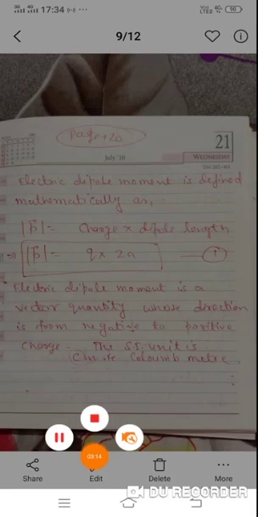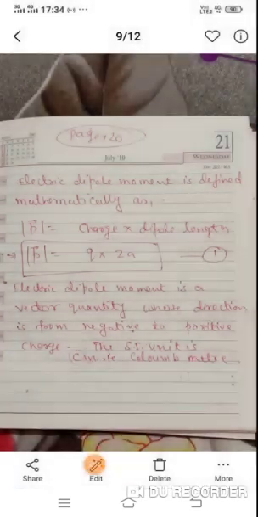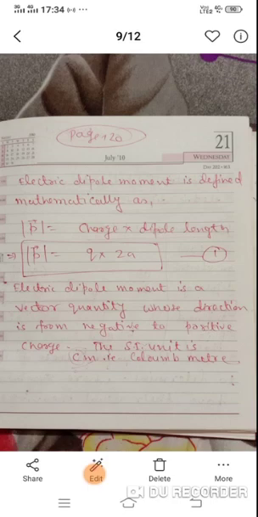Mod p is equal to, as you can see, charge into dipole length. What is the dipole length? You can see on the previous page, that is 2a, and the charge is q. So the formula is mod p equals q into 2a. This is your equation number 1. What is the importance of this equation, students? This gives the value of the electric dipole moment, which measures the strength of the electric dipole.